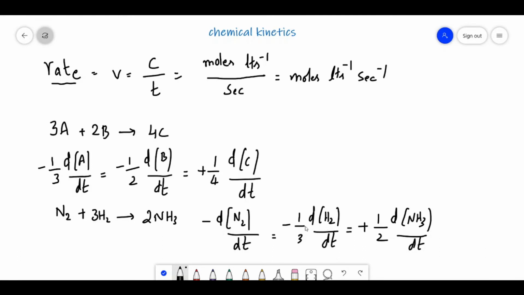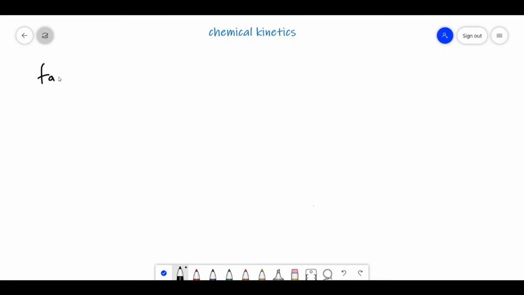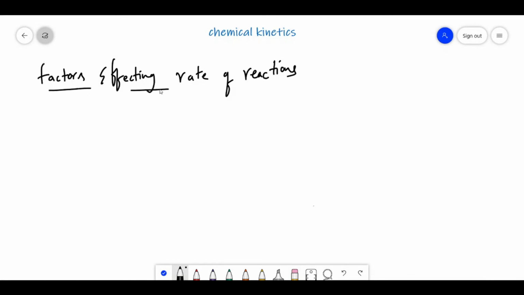Next, factors affecting rate of reaction. There are four factors which affect rate of reaction. In that, the first one is concentration. Concentration is directly proportional to rate of reaction. That's all. And the second factor is catalyst.